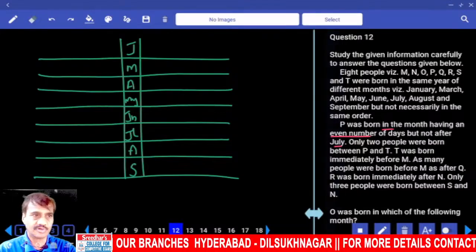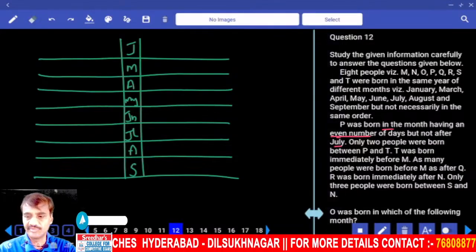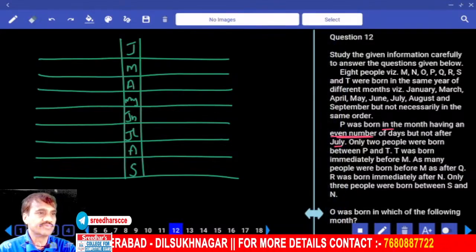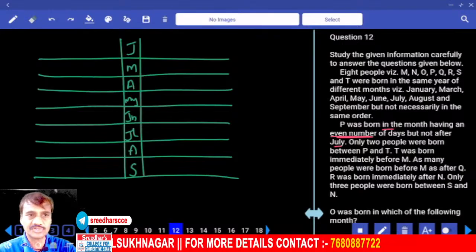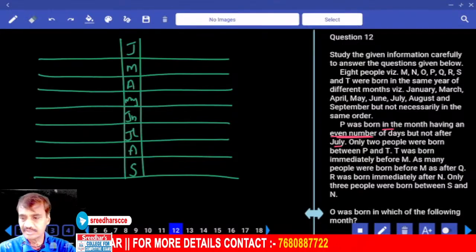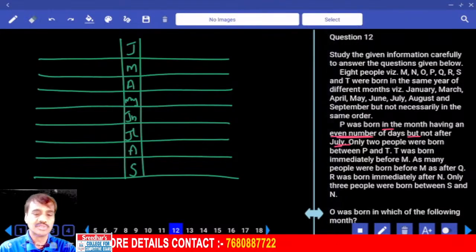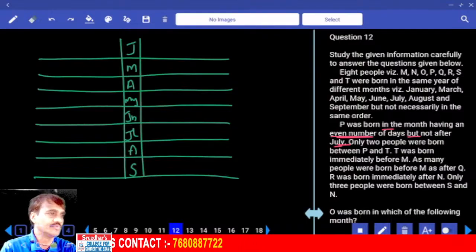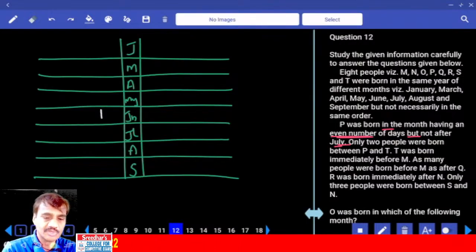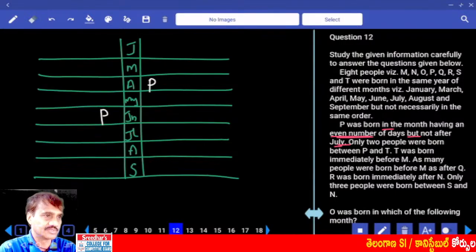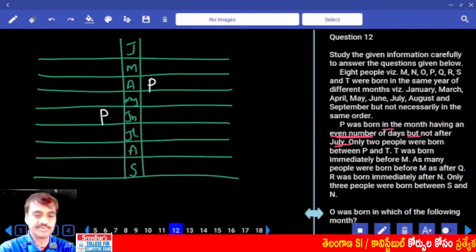Now P was born in the month having an even number of days. Even number of days means February is not there, so 30 days. But not after July means before July. Clear? Before July, what are the different possibilities we have? P can be either June, May, or April. Clear? Now, the next one: only 2 people between P and T.